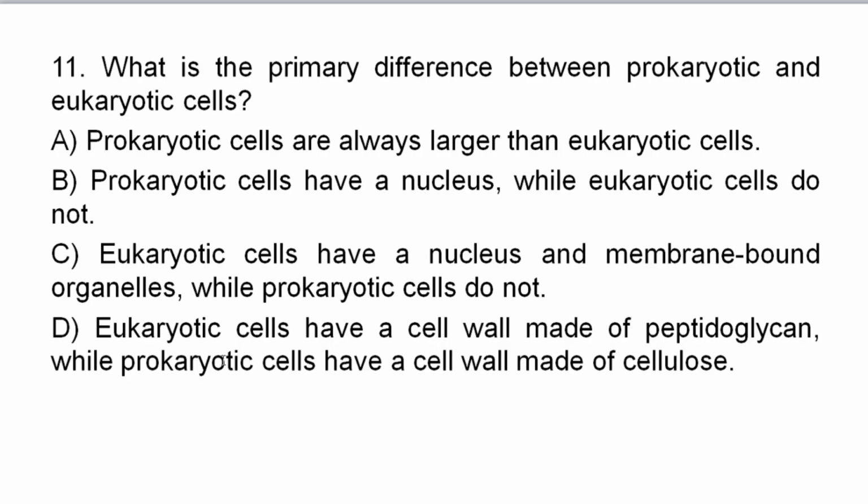And choice D, eukaryotic cells have a cell wall made of... no. Prokaryotic cells have a cell wall made of what? Peptidoglycan, whereas eukaryotic cells such as plants have a cell wall made of cellulose. So the correct answer for question number 11 is C.